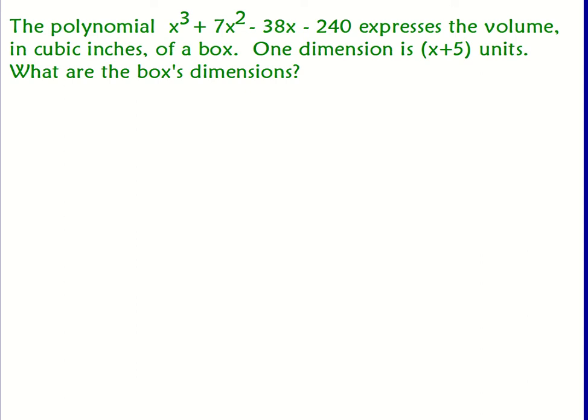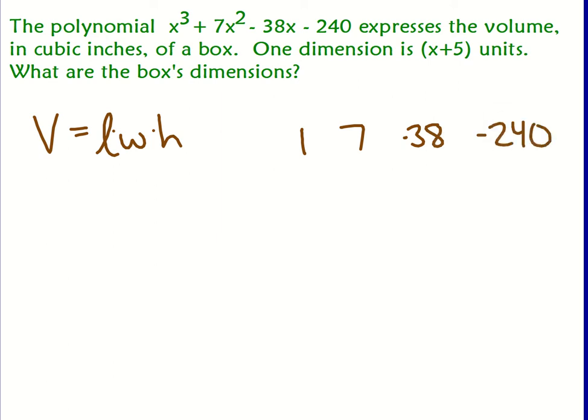So I know that the volume of a box is going to be length times width times height. And so I know that I need 3 factors. And if I know one of them, if I divide that out, then maybe I can find what the other 2 are using another method. So I'm going to use synthetic division and take my coefficients, 1, 7, negative 38, and negative 240. And I'm going to divide out this factor of x plus 5.